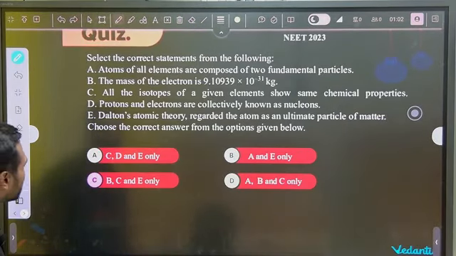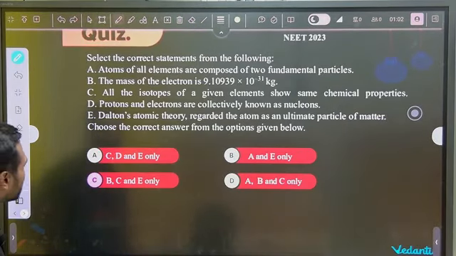Yes. So what Dalton said, we cannot divide the atom. Atom itself is the smallest particle, and in fact that is the defect of Dalton's theory.